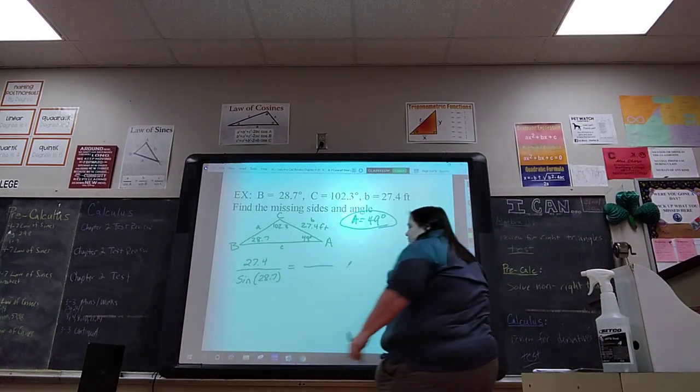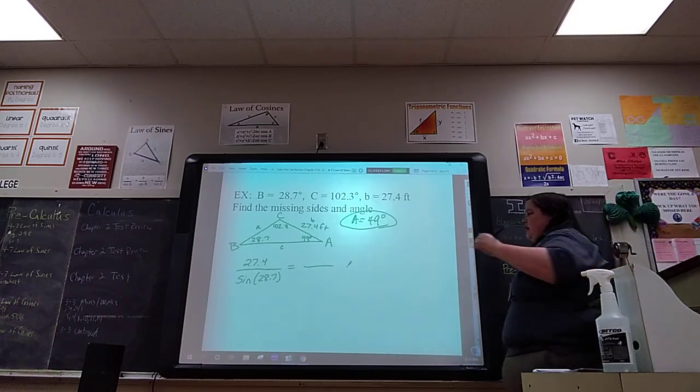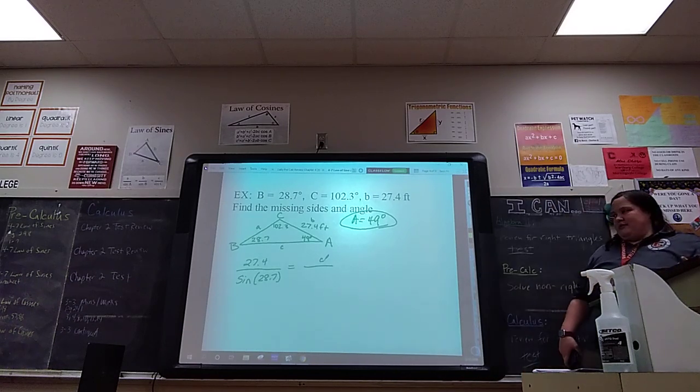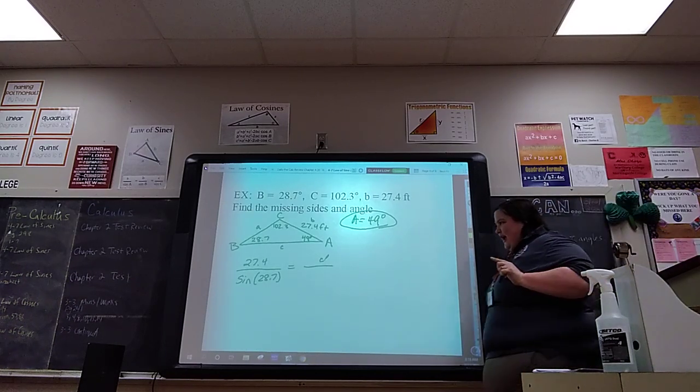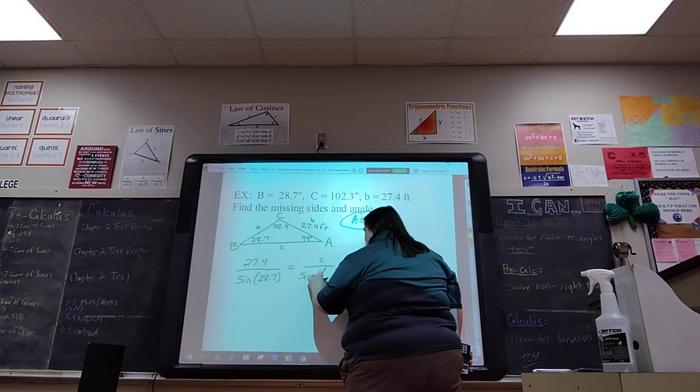So now here's where we get a little bit of a choice. I just need to pick another side that I don't know and find it. It actually doesn't matter whether you find side A or side C next because we know both of those angles. We know angle C and angle A. So we could find either one next. Do you want to find side A or side C next? C. Okay. So I'm going to put my little c on top because that's what I don't know. If I don't know a side, that's what stays blank. But I do know angle C, so on the bottom, I'm going to put sine of 102.3.